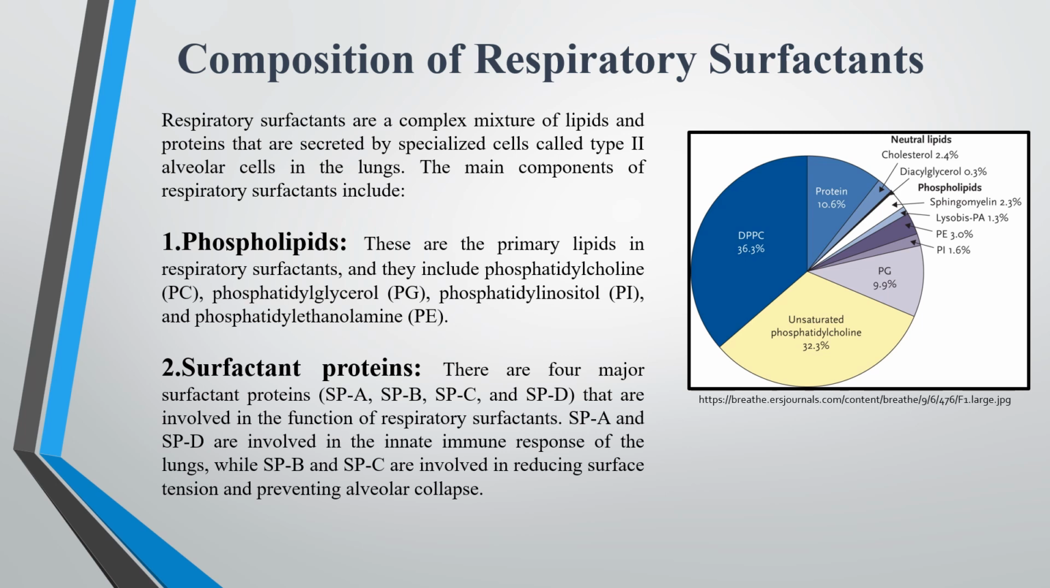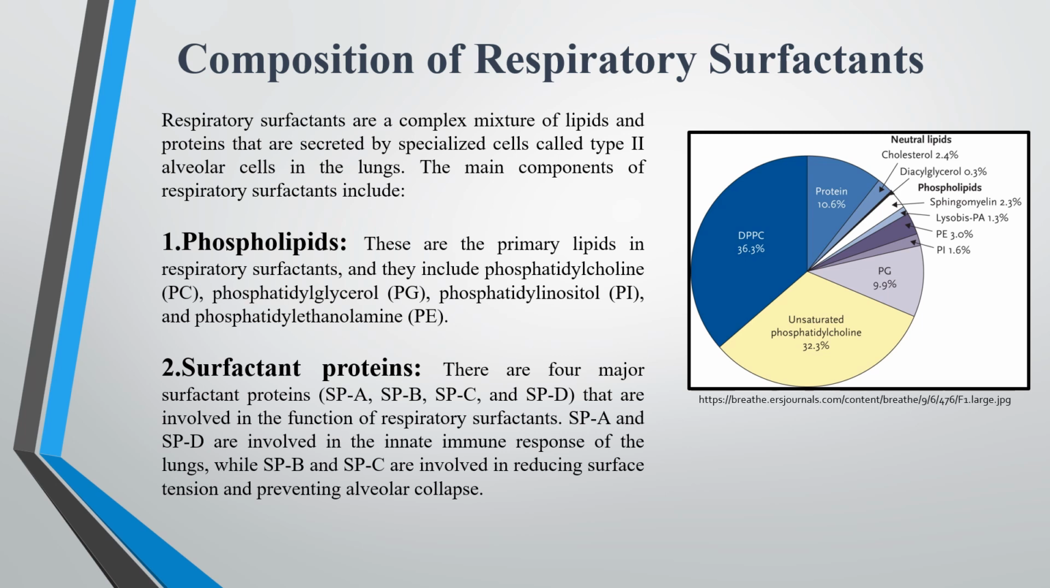Now we will discuss the composition of respiratory surfactant. The composition of respiratory surfactants can vary depending on factors such as age, disease state, and environmental exposures. However, the main components of respiratory surfactants include phospholipids, surfactant proteins, neutral lipids, and trace elements. Phospholipids are the primary lipids found in respiratory surfactants, and they help to reduce surface tension by creating a hydrophobic layer at the surface of the alveoli. This layer helps to prevent the alveoli from collapsing during exhalation, which is important for maintaining proper lung function.